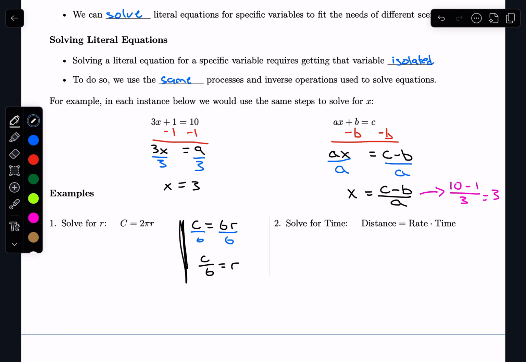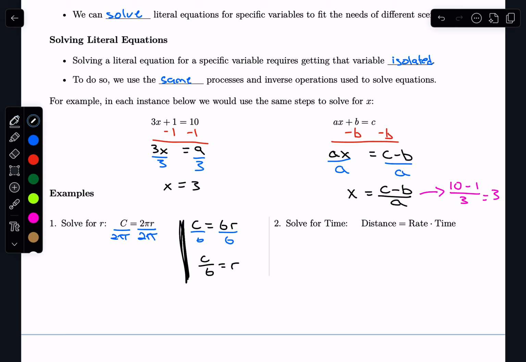This is the same problem. The only difference is instead of the number 6, I have the number 2 pi. But notice I said number. 2 times pi is just a number. So we can divide by it just like I could divide by 6. So on both sides of this equation, I'm going to divide by 2 pi.